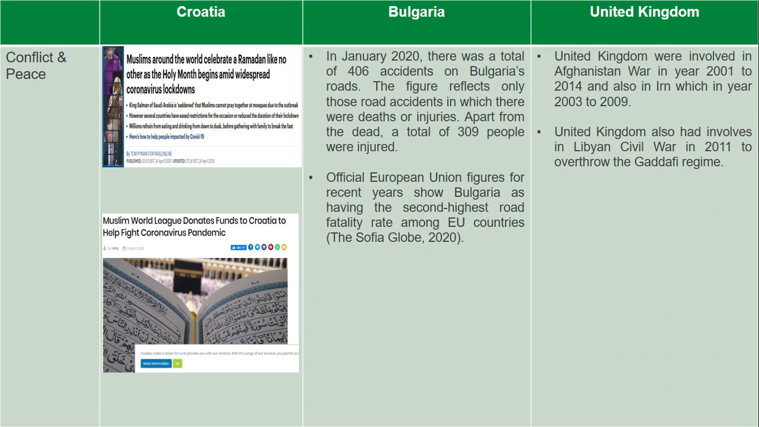And peace status of Bulgaria. Official EU figures for recent years show Bulgaria having the second highest road fatality rate among European countries.